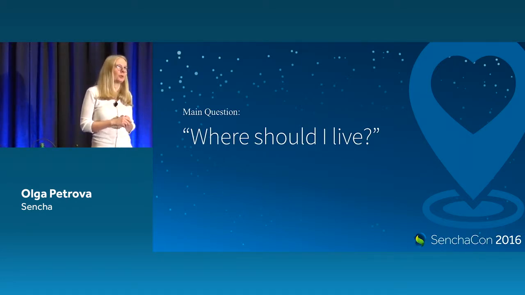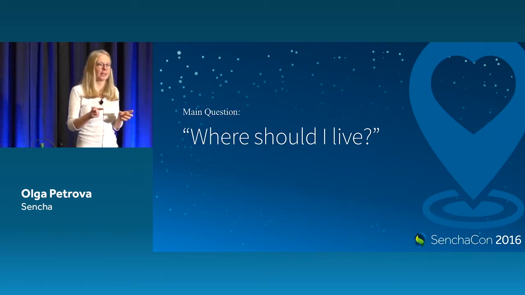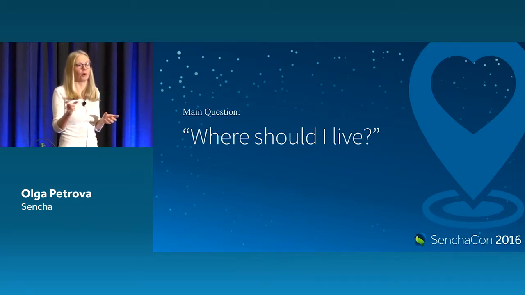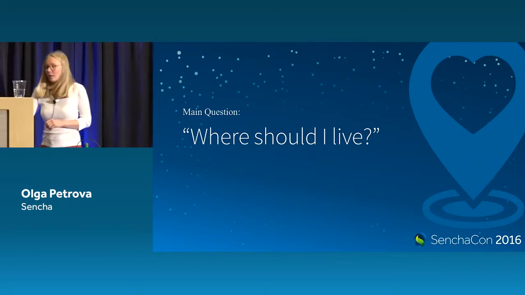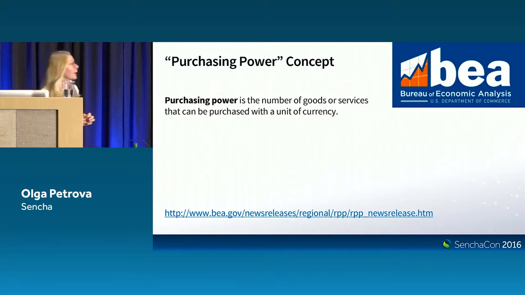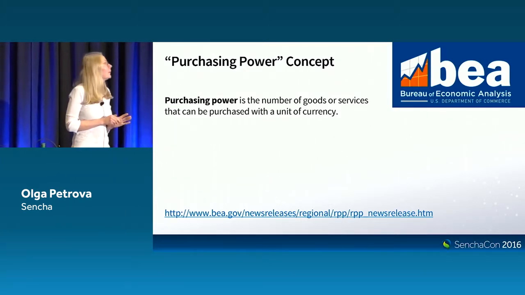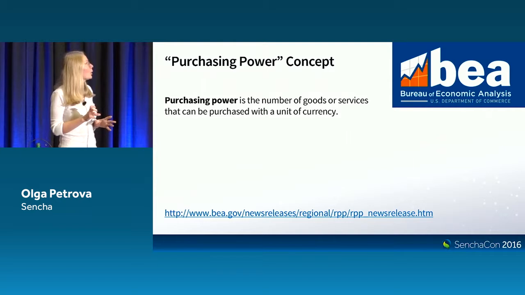Initially, I tried to calculate the best state based on the highest average amount of money after housing, like free money that will be available after paying for a house or an apartment. But then I was advised to use the purchasing power concept. Purchasing power is the number of goods and services that you may buy with a unit of currency. In the US, it's $100. So purchasing power shows the real value of $100 in different states.